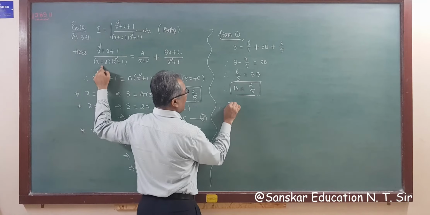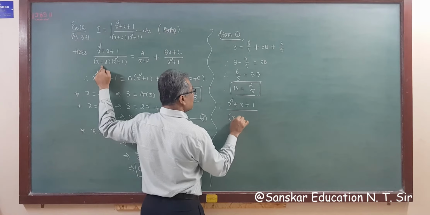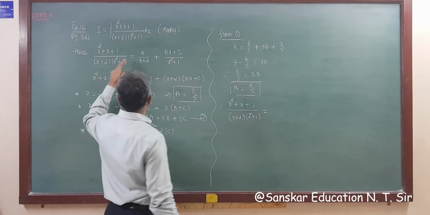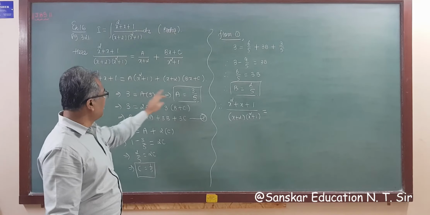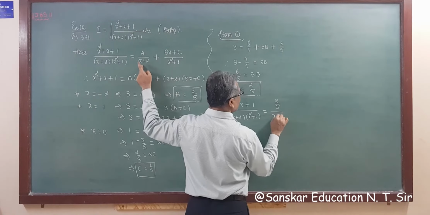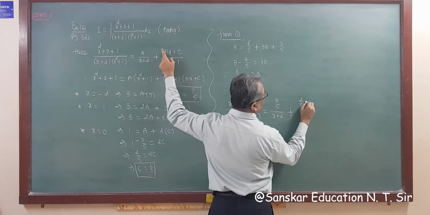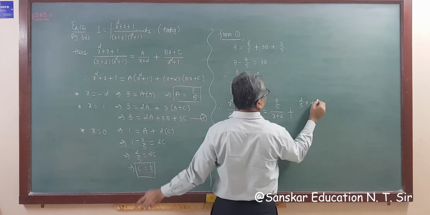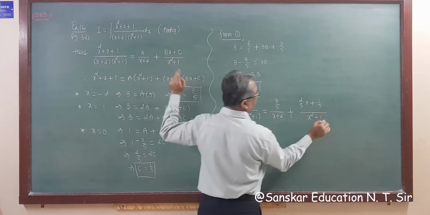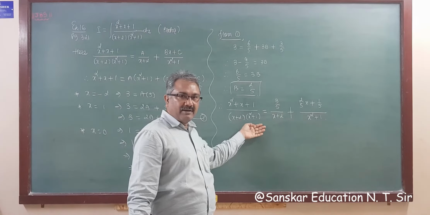So therefore (x square plus x plus 1) whole upon (x plus 2) (x square plus 1) is equal to a, a is 3 by 5, so 3 by 5 whole upon x plus 2, and plus (bx plus c), b is 2 by 5, x plus c is 1 upon 5, and whole upon x square plus 1. Right? So be careful when you are substituting all values.